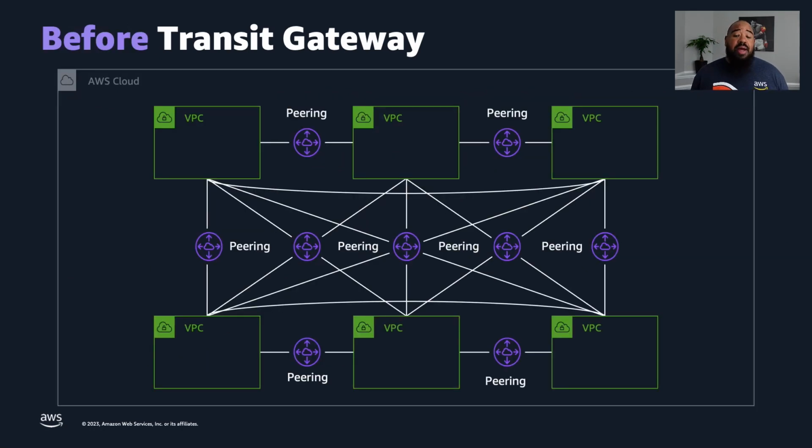Now, before transit gateway, here's how things would look. In order for each VPC to communicate with each other VPC, you would need to establish a full mesh, which means a peering connection between each VPC. In this example, we have 6 VPCs. That means we have a total of 15 peering connections. Now imagine if you had 50 or 100 VPCs. You will quickly find out that managing point-to-point connectivity across many Amazon VPCs can be operationally costly and cumbersome.